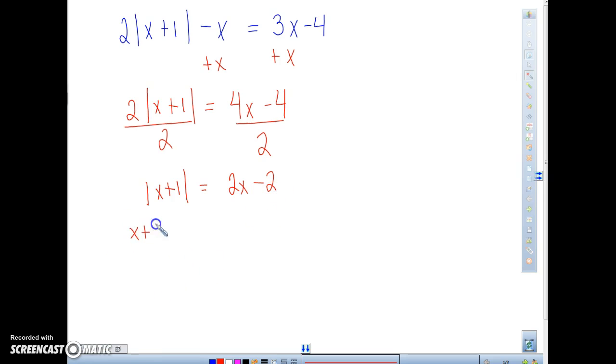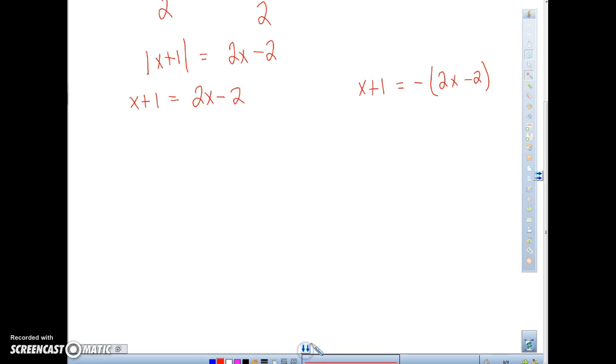So you have x plus 1 equals the positive version of 2x minus 2, or x plus 1 equals the negative version. Don't forget your parentheses, very, very important. Will change your entire answer. And so we solve it. For this one, you want x by itself.